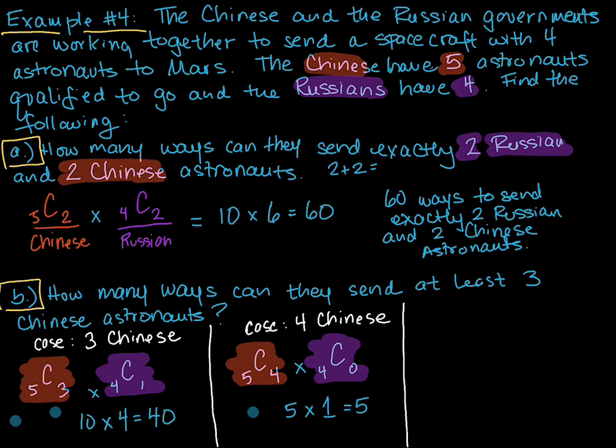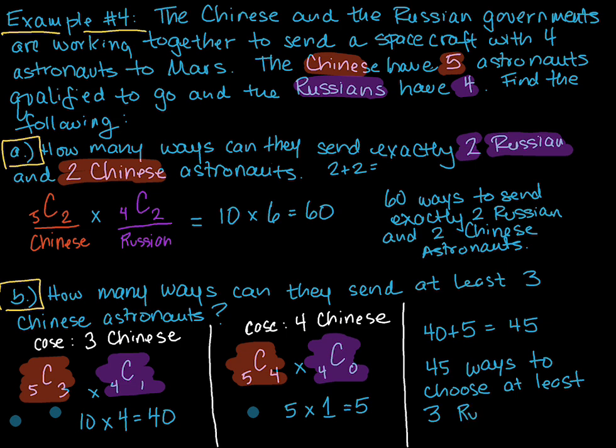And so now we're going to add the cases together. So we get 40 plus 5 equals 45. So there's 45 ways to choose at least 3 Chinese astronauts, not Russian, right? Chinese.